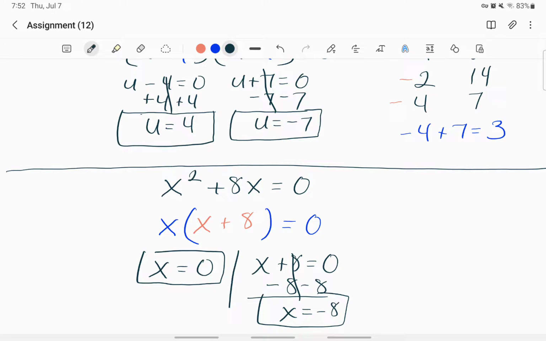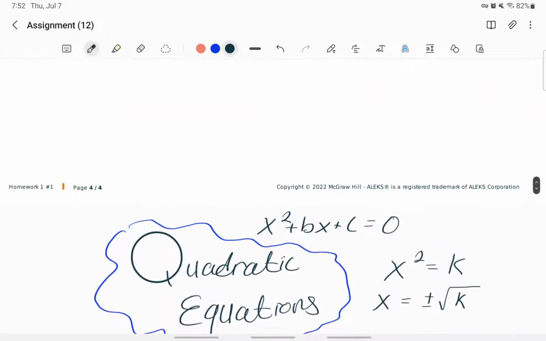All right, guys. So hopefully you understand that, because we're now going to do the one on the sheet. Scroll up time.